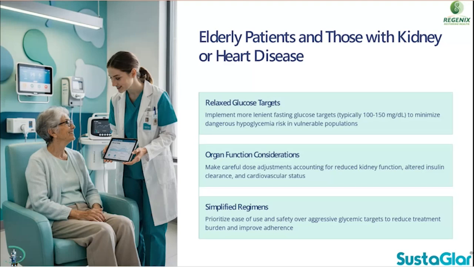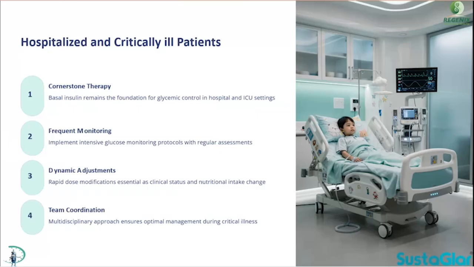In hospitalized critically ill patients, basal insulin remains the cornerstone, the foundation of glycemic control in hospital and ICU settings. Implement intensive glucose monitoring protocols with regular assessment. Rapid dose modification is essential as clinical status and nutritional intake change. Team coordination with a multidisciplinary approach ensures optimal management during critical illness.